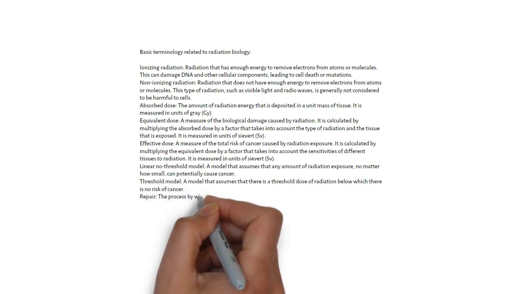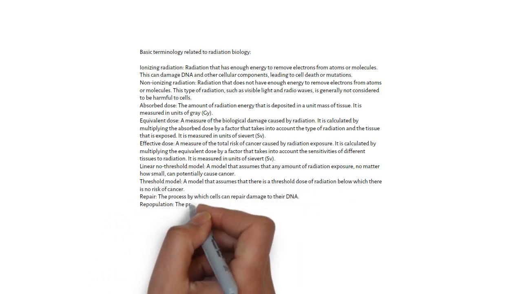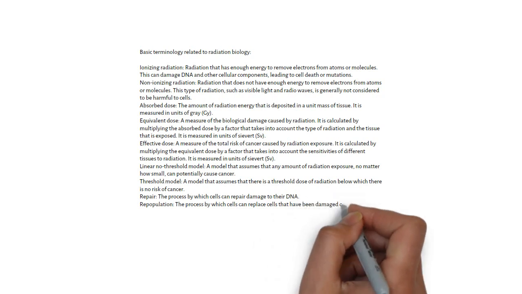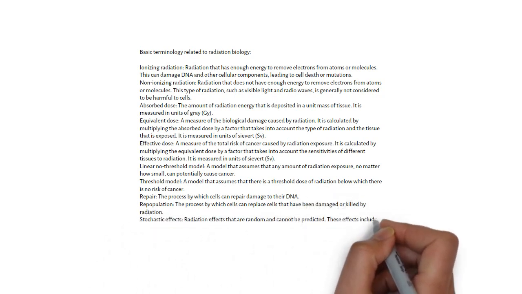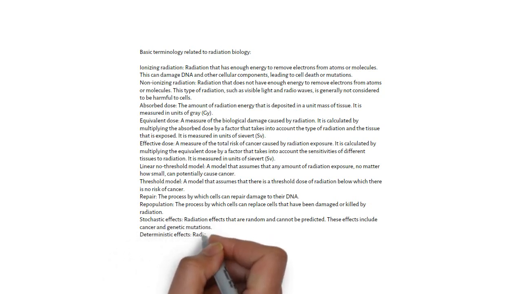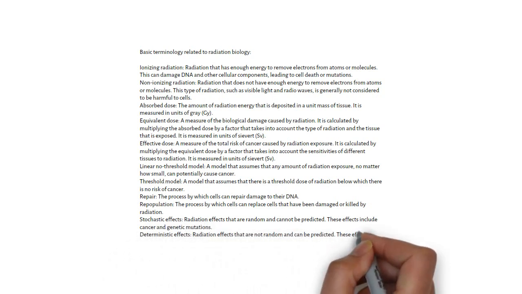Effective dose: a measure of the total risk of cancer caused by radiation exposure. It is calculated by multiplying the equivalent dose by a factor that takes into account the sensitivities of different tissues to radiation. It is measured in units of sieverts.